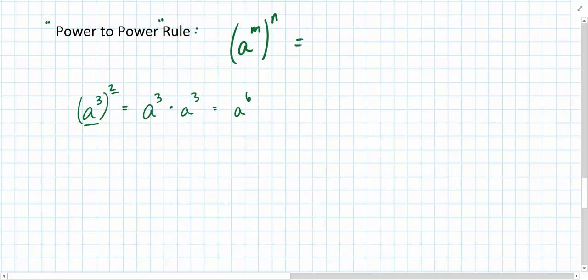What if I try a different base value this time? b to the 4th power immediately raised to the 5th power. Well, again, we have a number inside these parentheses that's being raised to the power of 5, so b to the 4th would be multiplied by itself 5 times in a row.